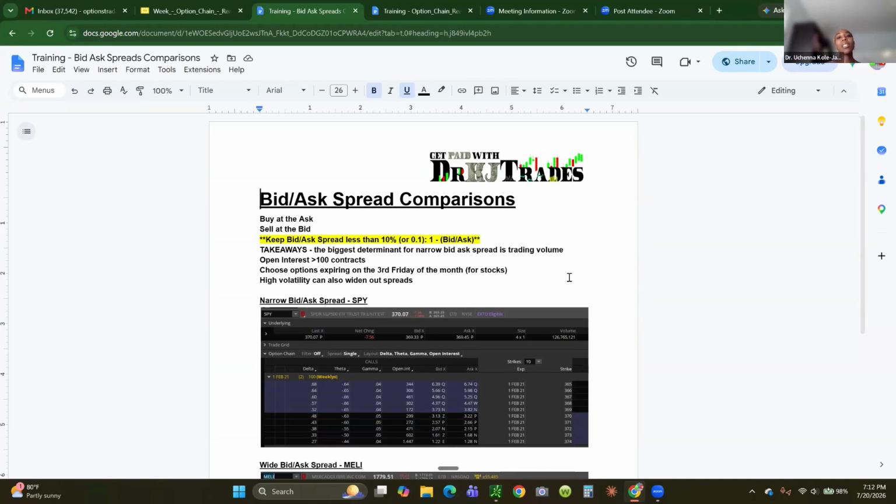And also, the most liquid expirations are going to be the options that expire the third Friday of the month. So those are the ones that are most heavily traded, the highest volume options, meaning that they're going to have the tightest bid ask spread. Okay. When a stock also has high volatility, it can also widen out your bid ask spread.